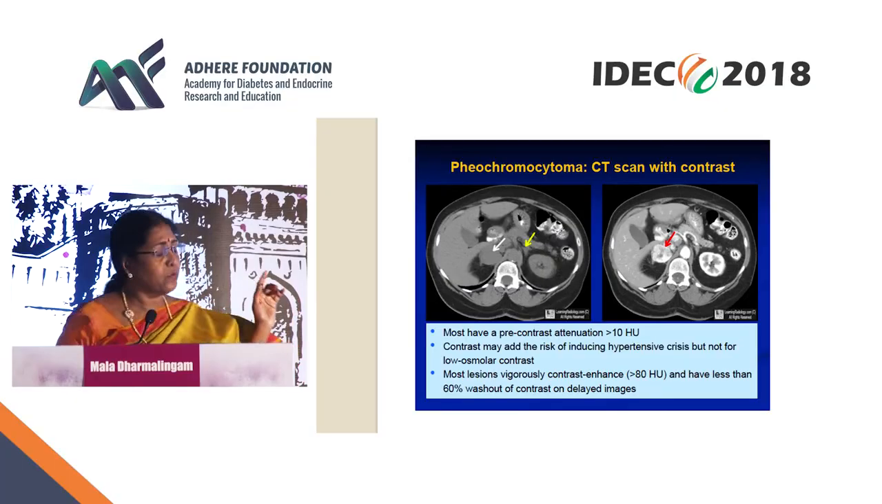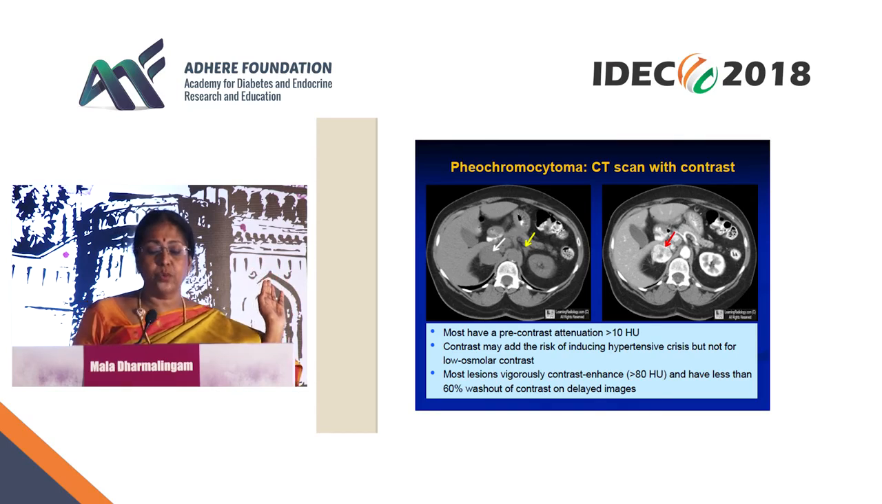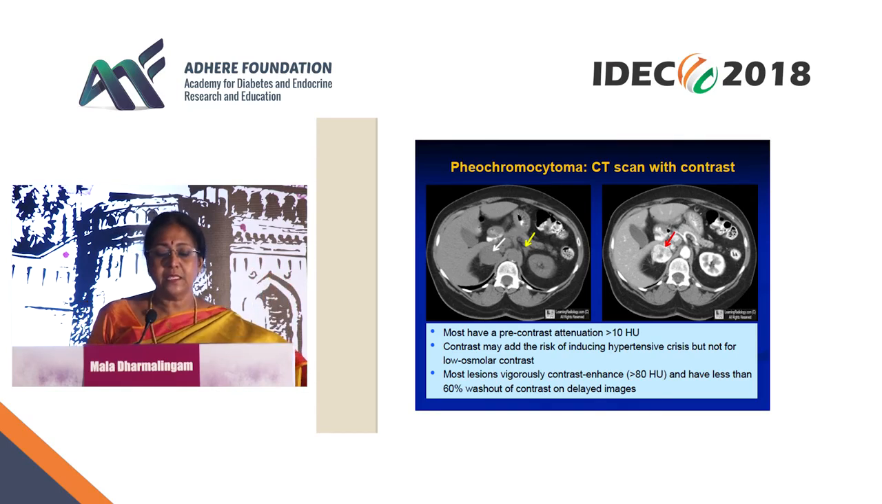So this is what I was telling you. If you look at this, the adrenal looks quite different from the adrenal that I showed you before. This has a pre-contrast attenuation of 10 Hounsfield, and if you look at the contrast, it is more than 80, and there is a 60% washout of contrast. So you can actually, looking at the adrenal, make out the difference.